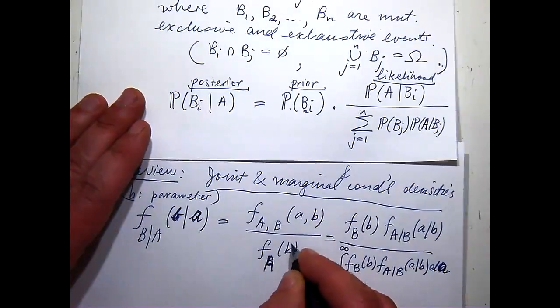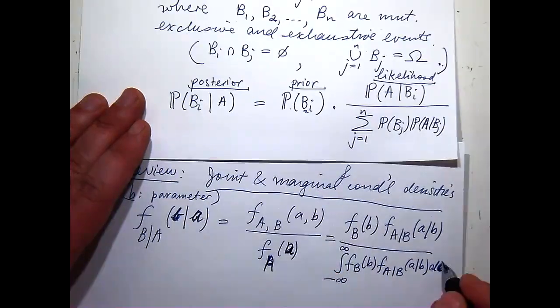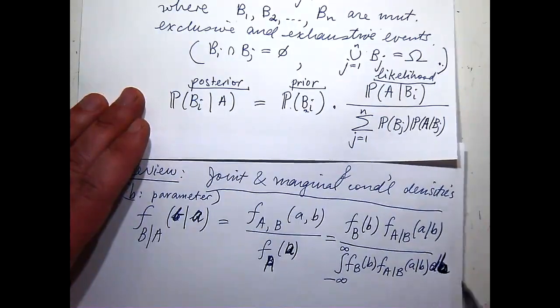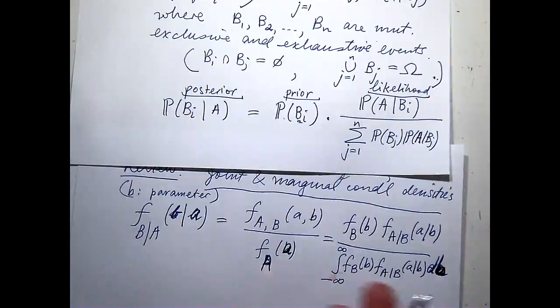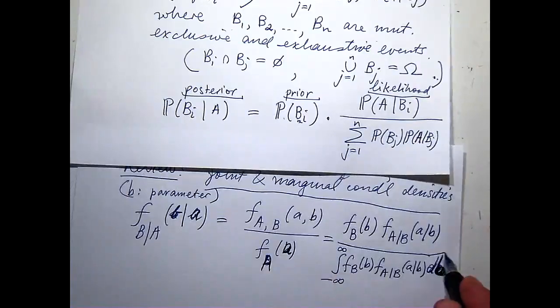Let's fix everything up. A on the denominator because I'm doing conditional on A, and that means I am doing dB. Because I want to get something of A, I integrate out the B. So that's now the correct formula.